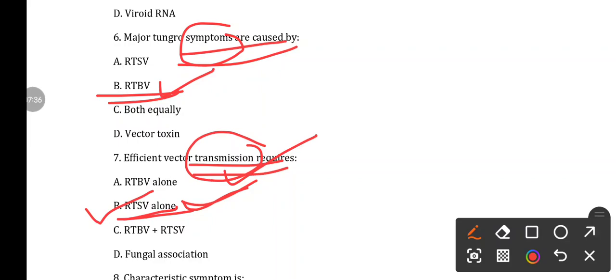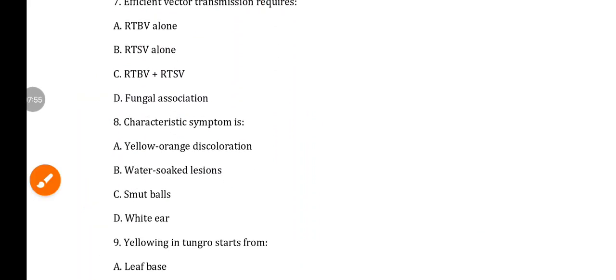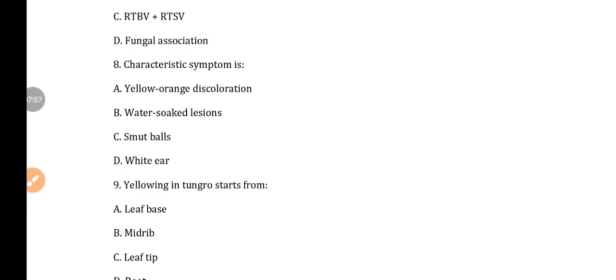Okay, but if this RTSV is alone present in the host, and this RTBV is not present, it means the symptom will be very mild or no symptom will be there. For the symptom expression, this RTBV is important. The bacilliform type is important. Remember these things. Okay. Next, the question number 8.